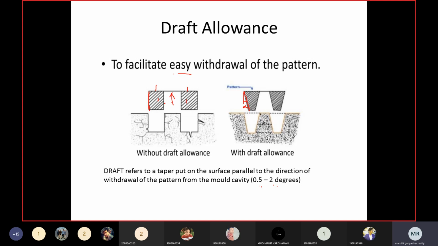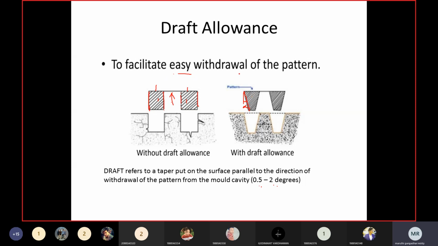So in order to get easy withdrawal of the pattern, whatever vertical surfaces are there, this is the second vertical surface, this is the third vertical surface, and this is the other one, the fourth vertical surface. All these vertical surfaces of the pattern are slightly tapered. What is the meaning of tapered here? Here the diameter will be more and here the diameter will be less. What is the meaning of the taper? The difference in the diameter when measured over the length is called taper.